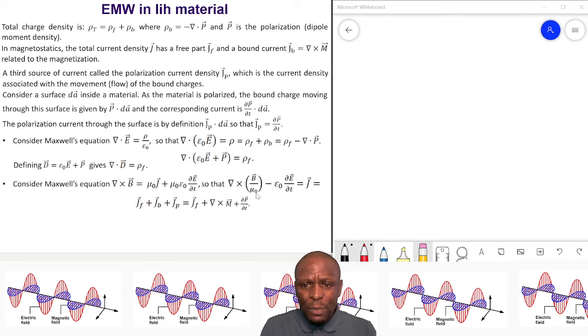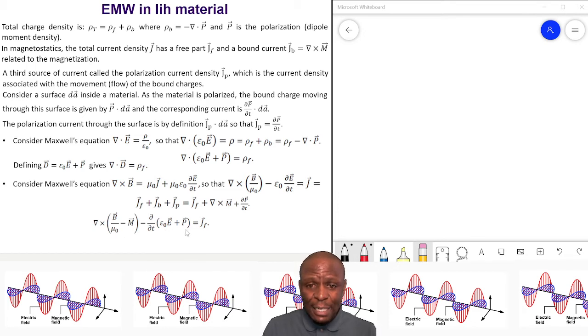Now I'm going to divide everything by epsilon naught and take that to the other side of the equation. This is the total current density, which is the combination of the free current density, the bound current density, and the polarization current density, given by that. The bound part is just the curl of M, plus the rate of change of the polarization from what we derived above. So when I take the curls to one side, this is what I have.